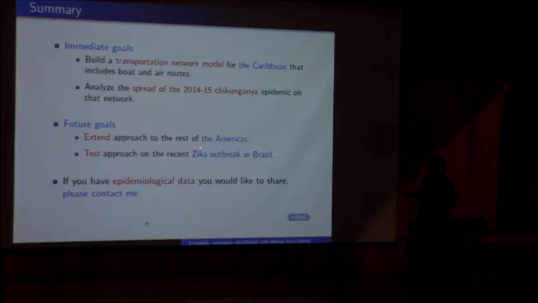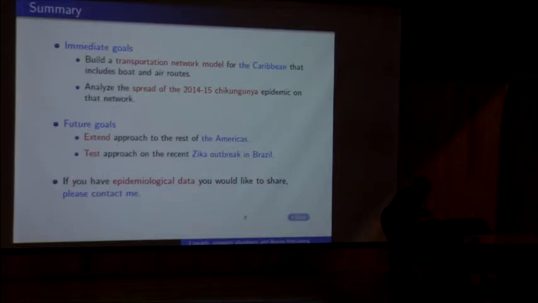In the Caribbean, you can imagine you go by boat, but once you get to Venezuela, or if you want to go to the other countries, you're going to need to take into account flights and other modes of transportation. And our next test is to look at Zika in Brazil. We found a paper that has very detailed data of Zika in the state of Bahia, and we have the road network there, so we're going to see if we can apply the method with more than one point of origin to that state. And as I said before, if you have epidemiologic data that you would like to share, please let me know.